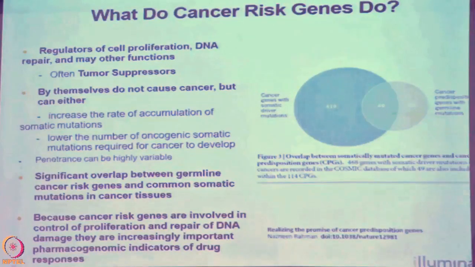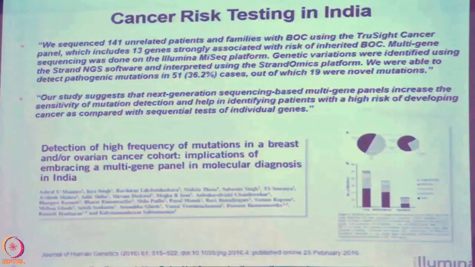So we try to design one comprehensive panel, right? And it can come from different organs also, to detect these mutations. So this is one example. This was done by Strand in Bangalore, India. They used a multiple gene panel, TST15, a 15 gene panel, and they studied it in breast cancer and ovarian cancer, right? And they identified 51 pathogenic mutations which are common in breast cancer and ovarian cancer, right?